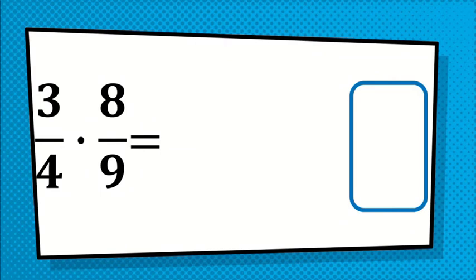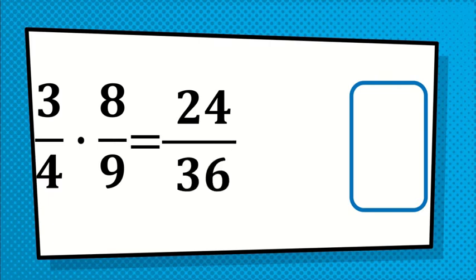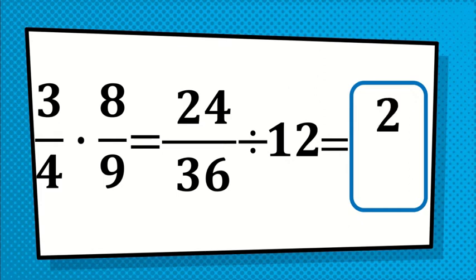We will multiply the numerators. 3 times 8 is 24. Then 4 times 9 is 36. Then get the common factor of the numerator and denominator. Common factor is 12. Divide 24 by 12, we have 2. 36 divided by 12 is 3. Therefore, the product of 3/4 and 8/9 is 2/3.